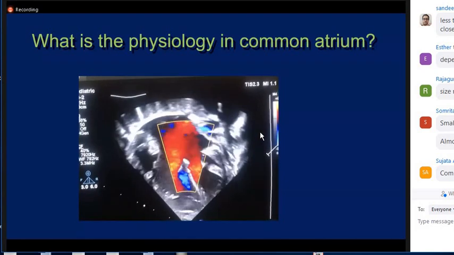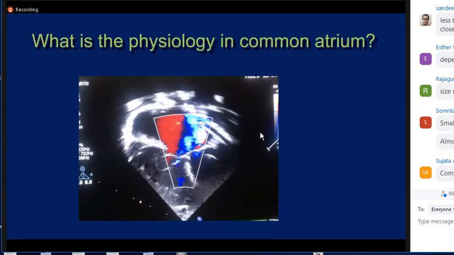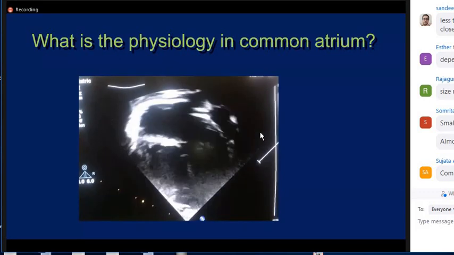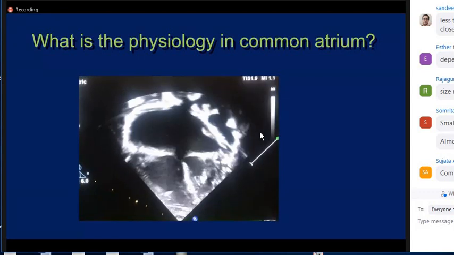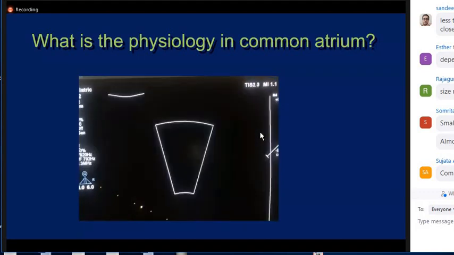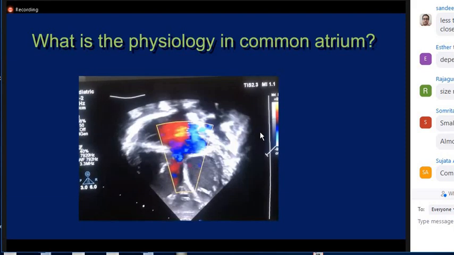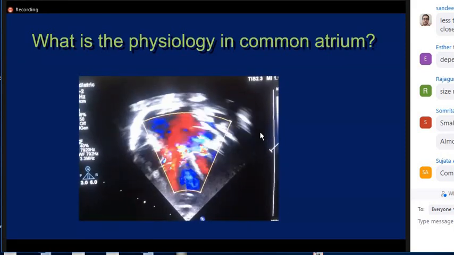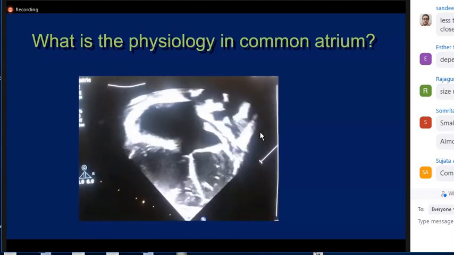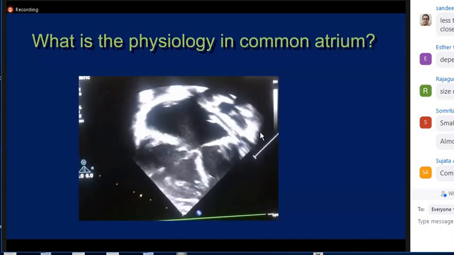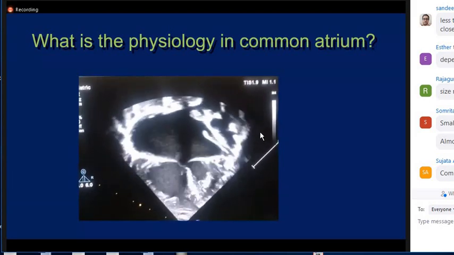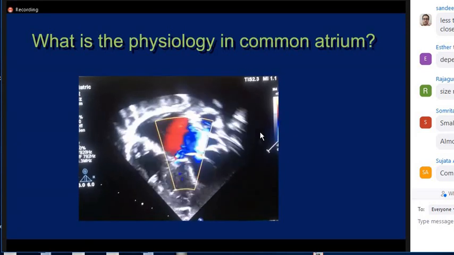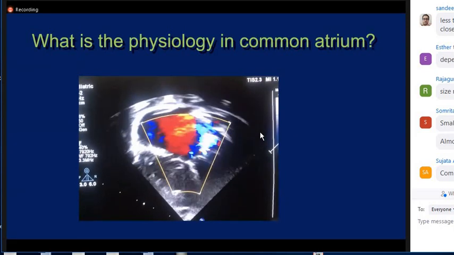So relative resistance of the ventricles, presence of AV valve regurgitation. You can see in this particular case, there is a mitral regurgitation due to cleft mitral valve. You can see the mitral regurgitation. So the mitral regurgitation may go into the left atrium, tricuspid regurgitation can go into right atrium. So there will be sometimes a crisscrossing of the AV valve regurgitations.